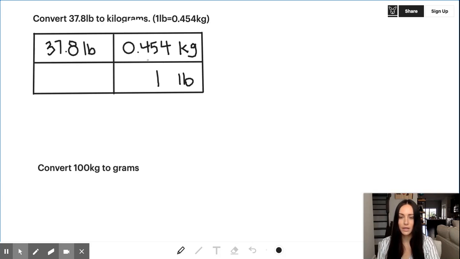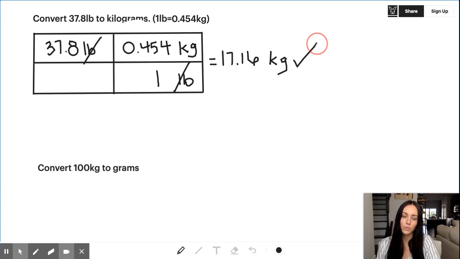Now let's see what's canceled out. I know that if I have something in the numerator and the denominator, it cancels out. So in this case, I've canceled out pounds. That leaves me with only kilograms, which is the unit that I want. In this case, it was a one step, so I am completely finished. All I need to do is carry out the math to get my final answer. In this case, I would multiply 37.8 by 0.454, leaving me with 17.16. And we know that the unit that remains is kilogram, which is what we wanted.